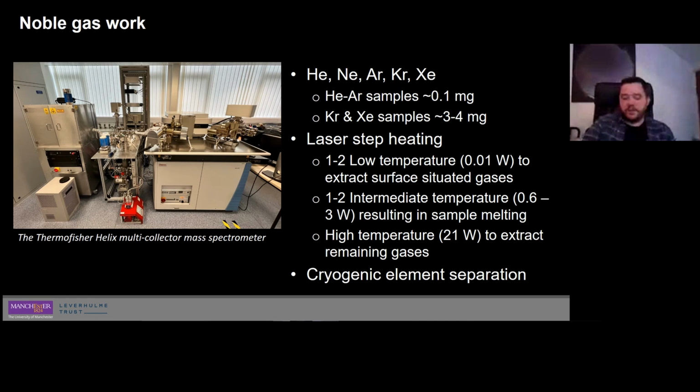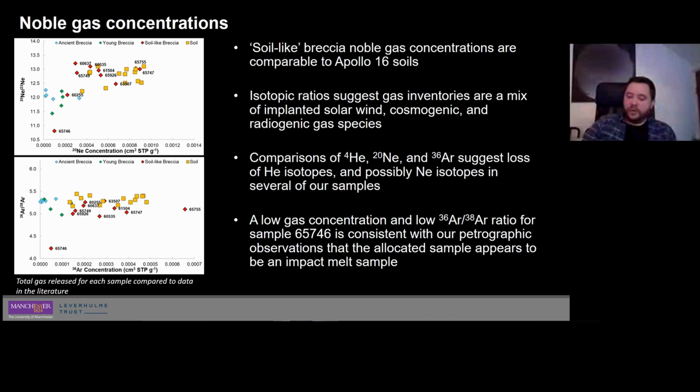So we measured each sample on a Thermo Fisher Helix mass spectrometer using laser stepped heating to try and separate those surface-situated gases from the crystal-bound cosmogenic gases and radiogenic gases. We used cryogenic element separation to allow measurement of each noble gas in isolation, which really just improves the accuracy of our measurements. So what were the results?